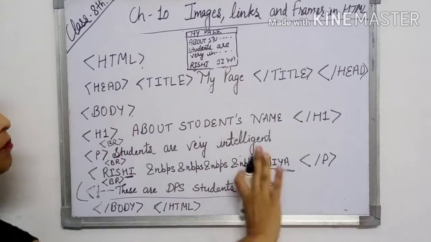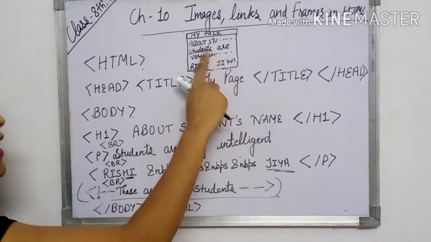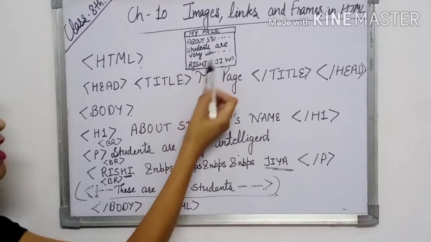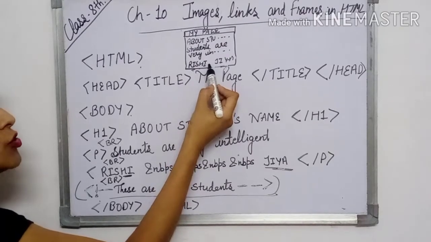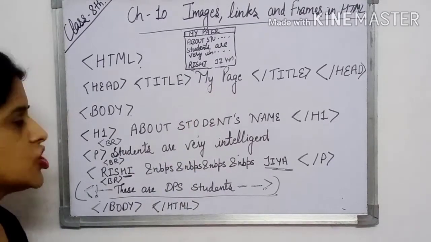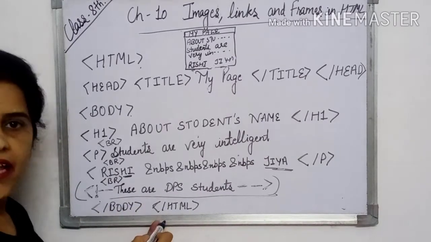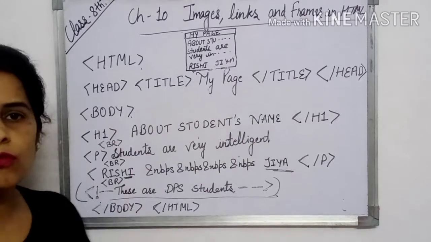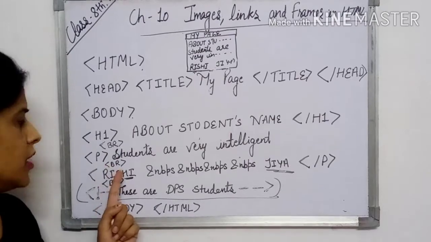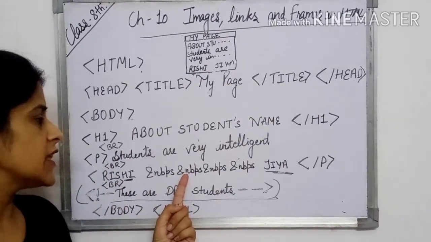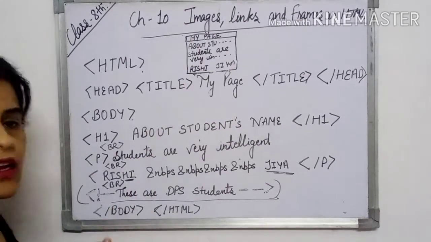So this is the simple program of HTML. Title is my page, and next heading, next paragraph, next Rishi, and space between, 4 spaces between, 1, 2, 3, 4 between Rishi and Jia, and then there is the comment, and there is a body, and there is the HTML. So I have told you some tags: BR break, H1 heading, P for paragraph, then NBSP for giving the spaces. Next is for giving the comments. These are clear to you?